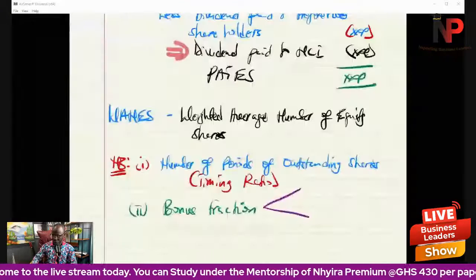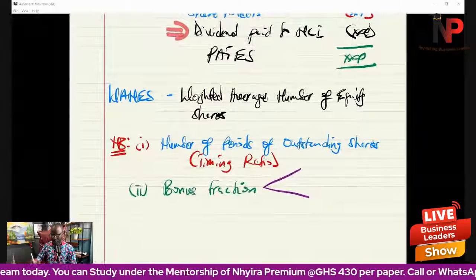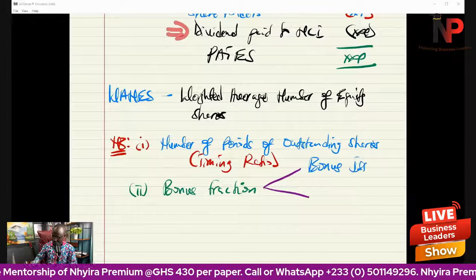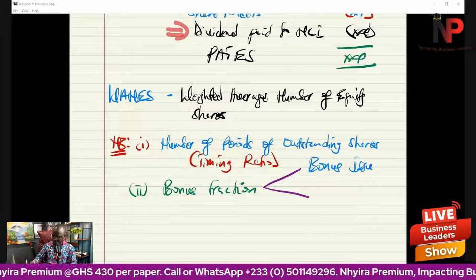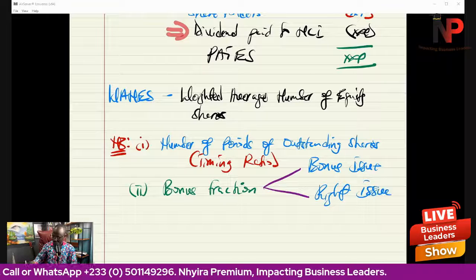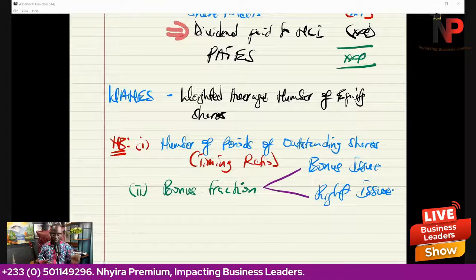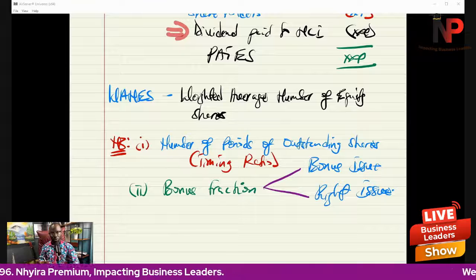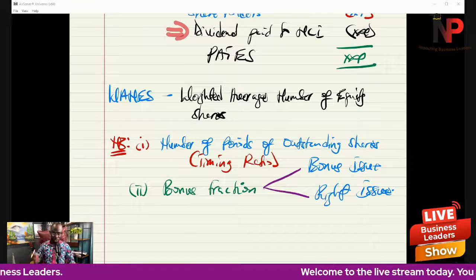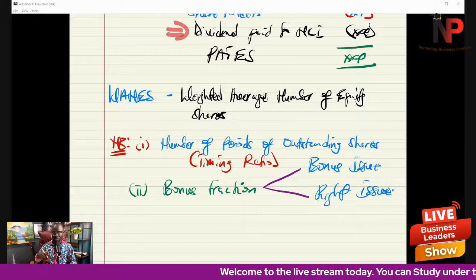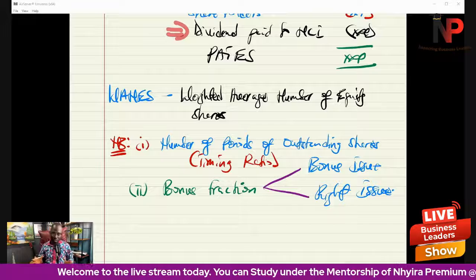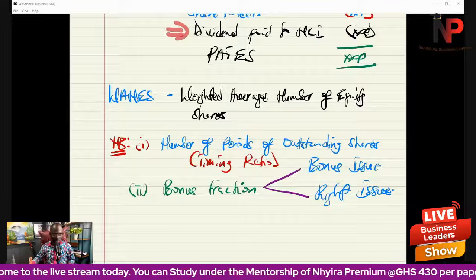The bonus fraction will come in when we are dealing with bonus issue and then right issues. So anytime there is a question about earnings per share and you see that the entity makes a bonus issue or the entity makes a right issue, you have to note that in the calculation of the weighted average number of equity shares, you have to calculate bonus fraction. And I'm going to explain that to you in a moment.